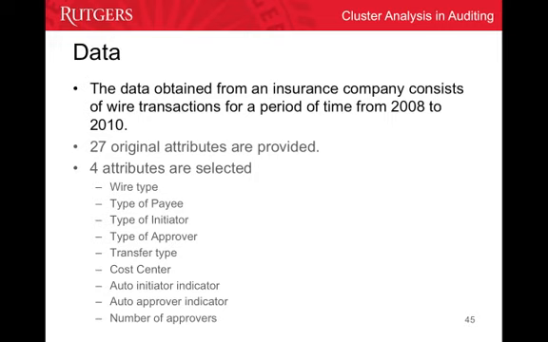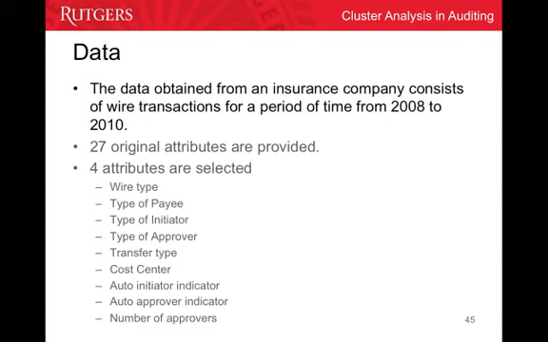Okay, then let's take a look at the data we use in this case. The data obtained from an insurance company consists of wire transactions for a period of time from 2008 to 2010. It includes information on each wire transfer, such as its approvers, initiators, senders, receivers, the department or group it belongs to, the amount transferred, the designated location it will be sent to, as well as other descriptions or information.